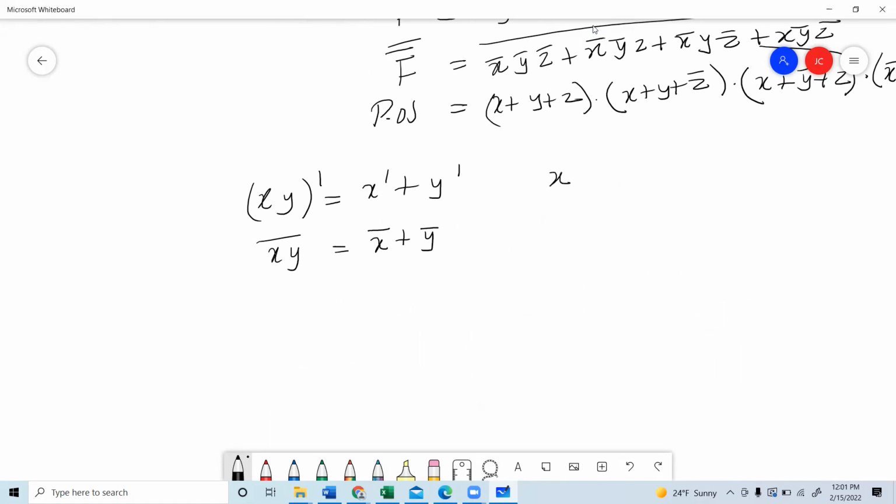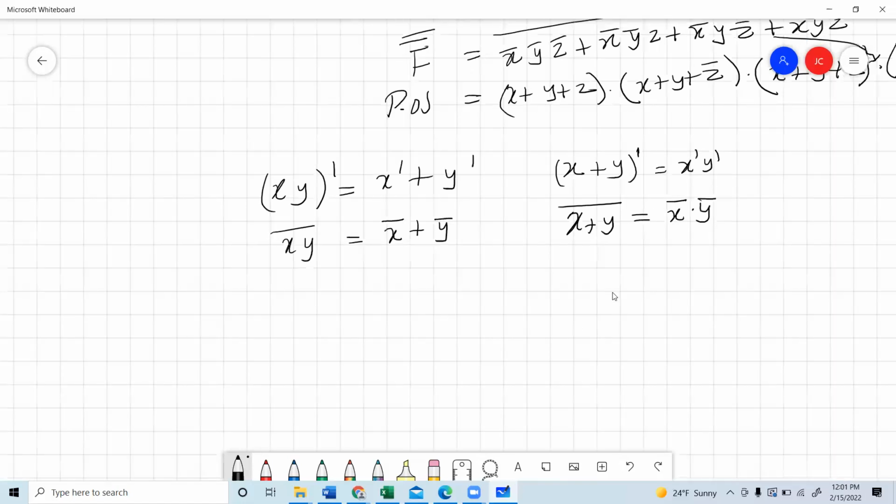And this is the AND form. For the OR form, De Morgan's law is like this: x plus y, the whole thing, prime, equals x prime y prime. Or x plus y, whole bar, is nothing but x bar y bar. One is an OR gate, one is the NAND gate. We discussed this last class. So this is De Morgan's law, right?